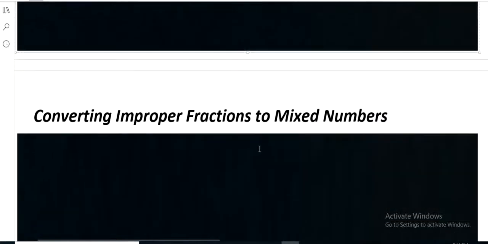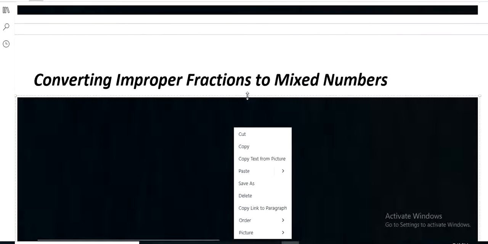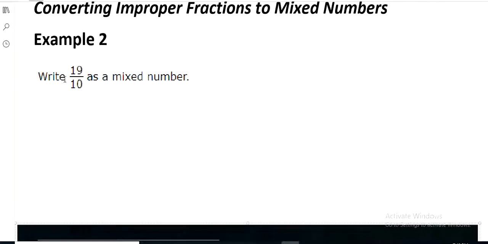Now we have to learn how to go from an improper fraction to a mixed number. So first, let's see, we have 19/10. That's obviously an improper fraction. 19, the numerator, is greater than 10, the denominator. First thing we want to do is write down our fraction down below so we have a little more room to write with it. So 19/10. I'm going to put an equal sign because we are going to write this as a mixed number that's equal to this improper fraction.